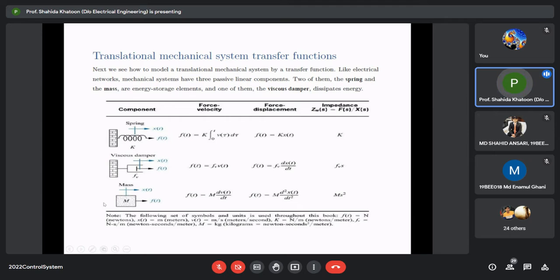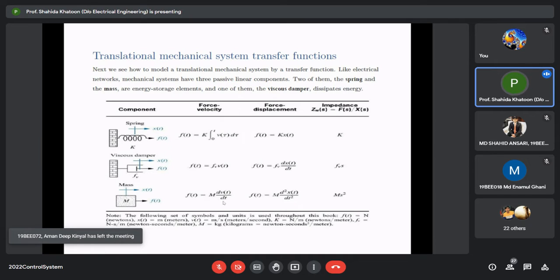All right, the third element which is of importance is the mass. So mass of value capital M, if this mass is pulled in this direction of x(t) with a force f(t), then the force velocity equation is written as f(t) is equal to M dv by dt. This is basically Newton's second law. F is equal to ma, right?